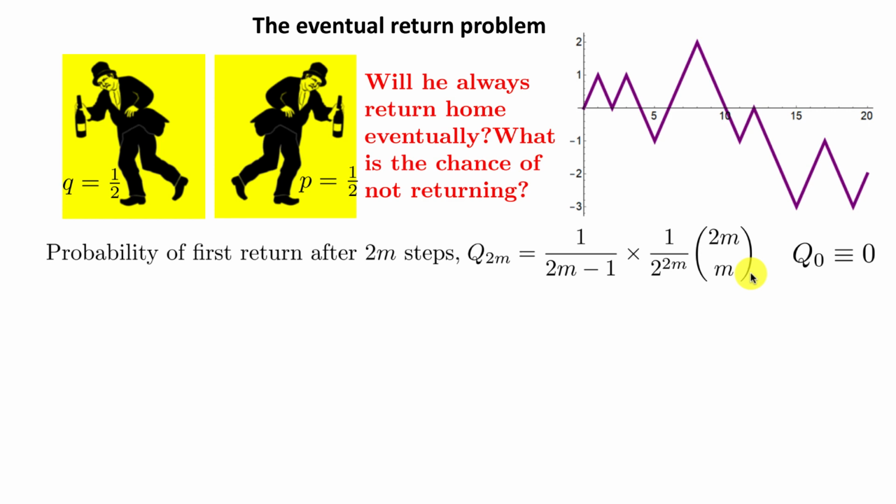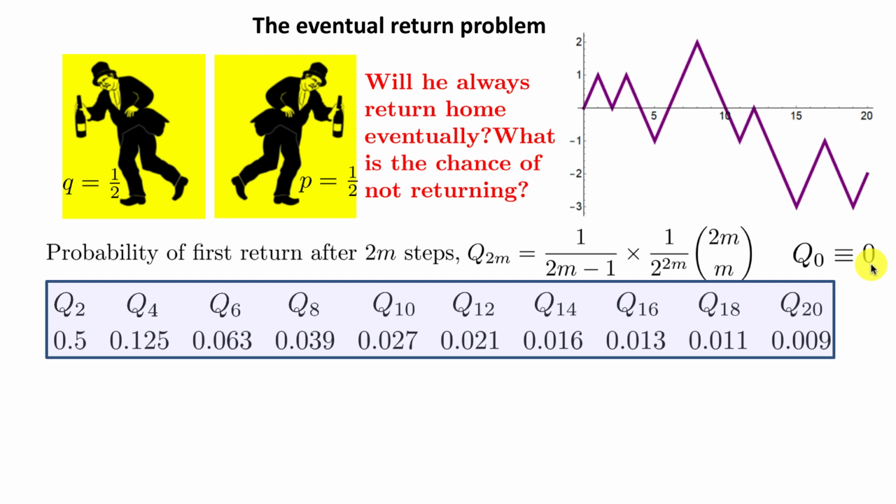And as discussed earlier, first return makes sense only when m is bigger than or equal to 1. If m is equal to 0, then q of 0 is by definition 0. Now, what I will do is put m equal to 1, then 2, then 3, then 4. This is what I get after doing a computation. q2 is 0.5, half. q4 is 1/8. q6, q8, etc., etc. By the time this man has taken 20 steps, the probability of first return becomes this small. And you can see that as m becomes bigger and bigger, q becomes smaller and smaller. That, of course, makes a lot of sense. As he takes more and more steps, the probability of his first return becomes smaller and smaller and goes to zero eventually.